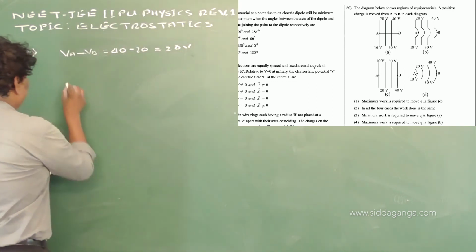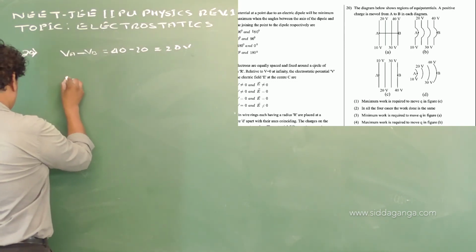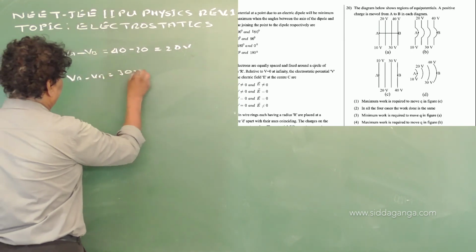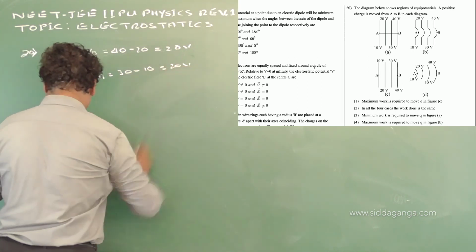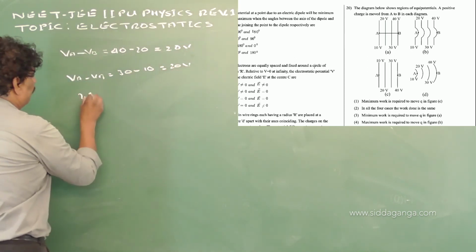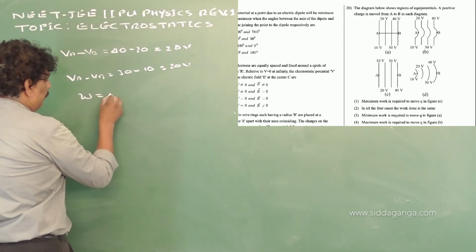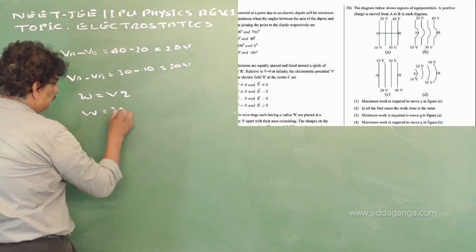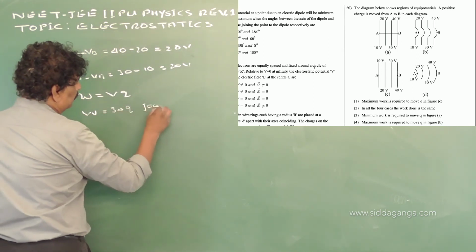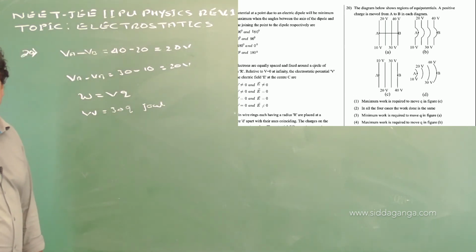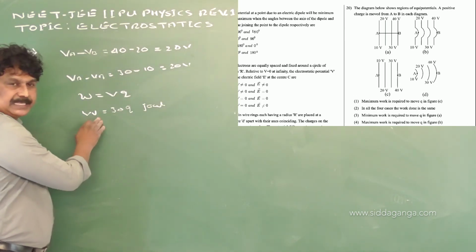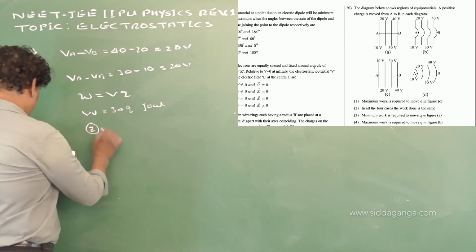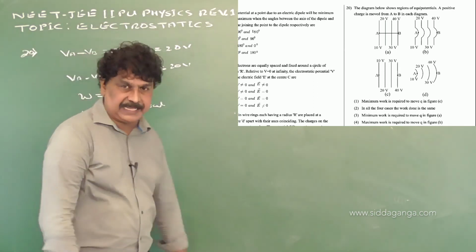In the figures C and D, VA minus VB is equal to 30 minus 10, equal to 20 volt. Now work done is equal to potential difference into charge, that is, work done is equal to 30 into Q joule in all cases. In all the 4 cases, work done W is equal to 30 into Q. Therefore the option is 2. In all the 4 cases, the work done is the same.